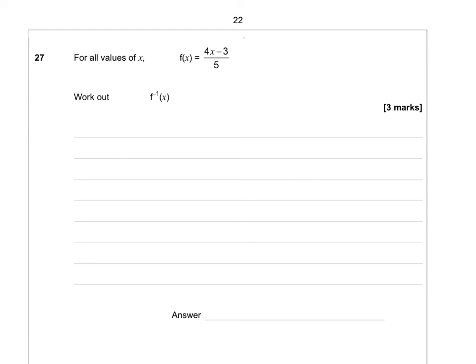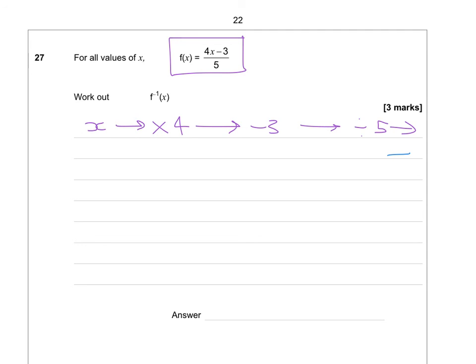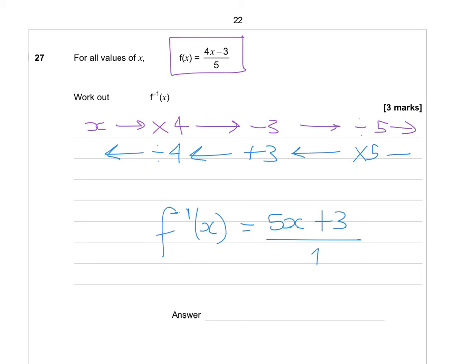Question 27. For all values of x, f of x is 4x take away 3 over 5. Work out the inverse function f minus 1 of x. So let's think about what happens to x. It is multiplied by 4, we then subtract 3, we then divide by 5, which gives us our final answer. We have to reverse all these steps, multiply by 5 first, add 3, divide by 4, and that takes us backwards. So the inverse function, f minus 1 of x, is 5x plus 3 divided by 4. And of course, it's important to make sure we write this in the answer space.